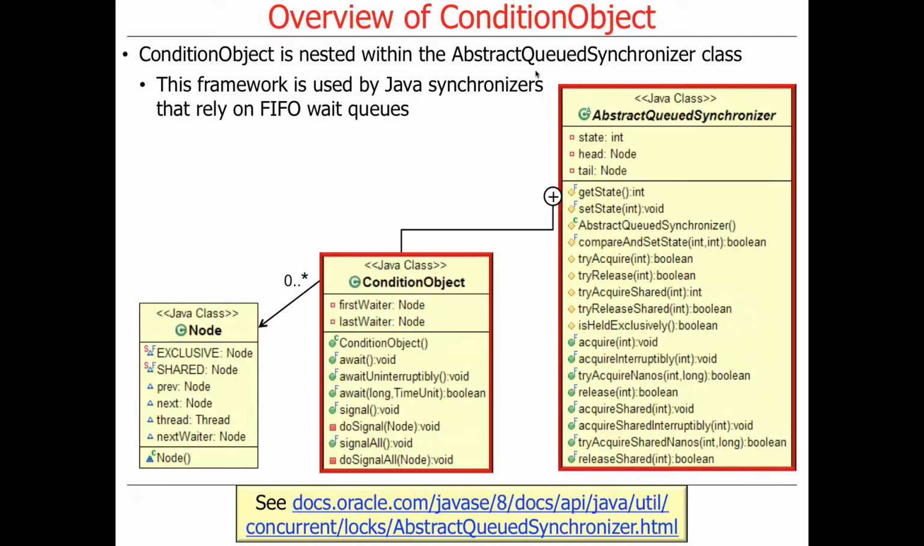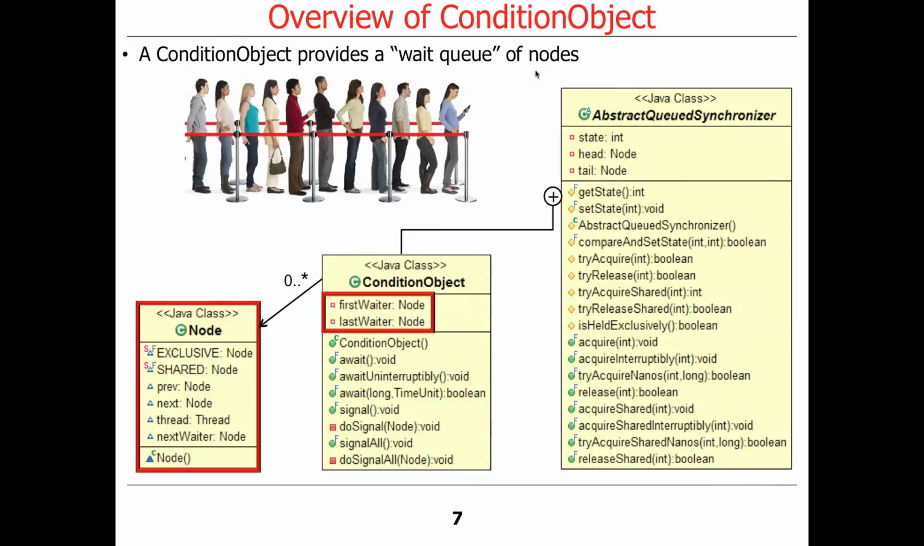ConditionObject is actually implemented as a nested class that's tucked inside of AbstractQueuedSynchronizer. Recall that AbstractQueuedSynchronizer is this framework that is used by Java synchronizers that rely on FIFO wait queues, such as ConditionObjects, as we'll see in a second. So this funny syntax simply says this class is nested inside of this one.